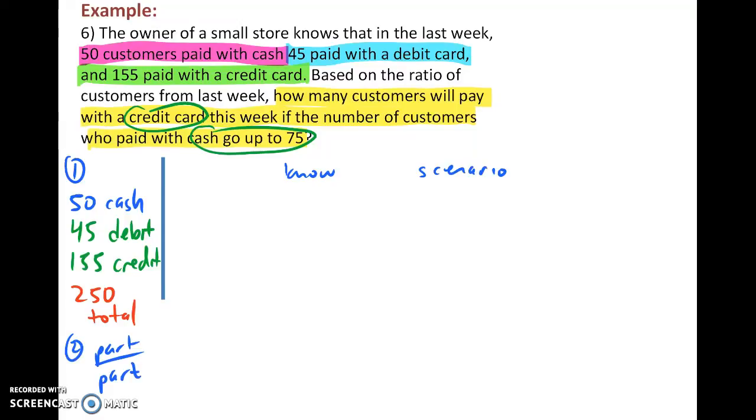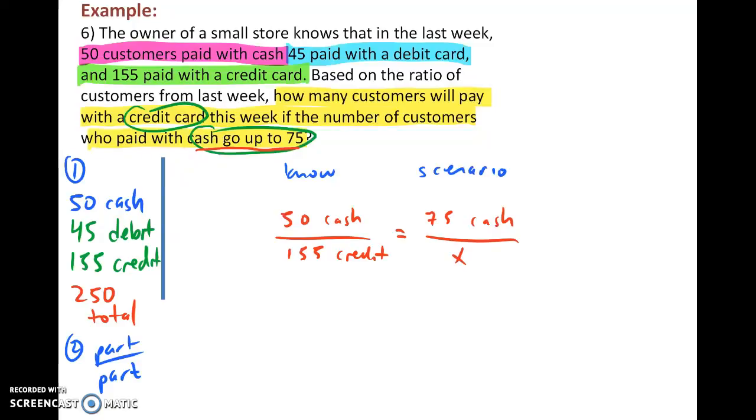Part-to-part. All right, so we can either have 50 cash over 155 credit, or 155 credit over 50 cash. It does not matter. So let's write it down. Let's just pick one. 50 cash over 155 credit. This is going to be equal our scenario. Well, we only have one number in the scenario, and that is cash goes up to 75. So 75 cash is going to go on top. X credit is going to go on the bottom.